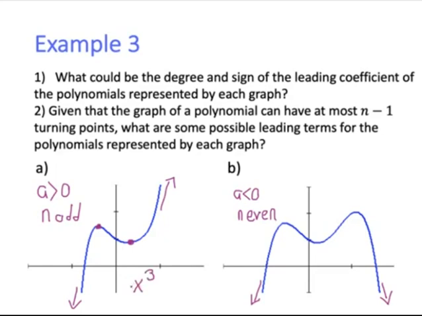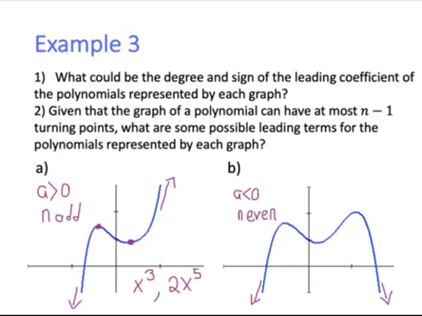If you look, x cubed has a coefficient of 1, which is greater than 0. It is odd, n is odd. And then we could have some other stuff added or subtracted from it. Another possibility is we could have 2x to the 5th. Okay, again, n is odd and it's a number that's greater than or equal to 3. It can't be less because if it was less, if it was x squared, then there couldn't be 2 turning points. Okay, so these are just a couple possibilities.